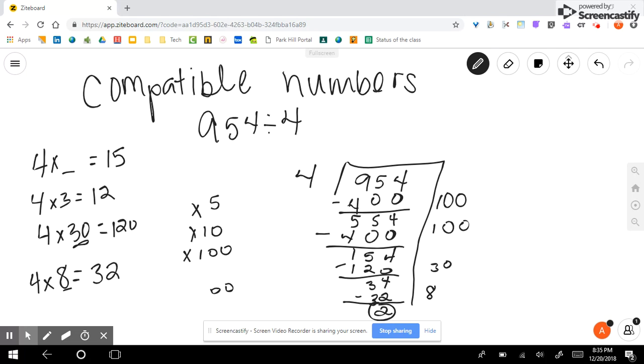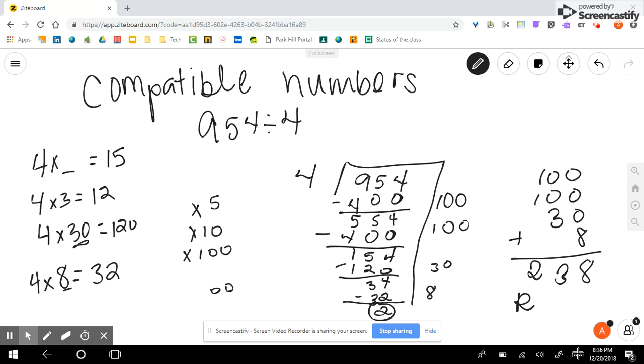To find my quotient, I need to add all of these numbers up. I'm going to do this mentally. If you or your child wants to line them up so that all their ones match up, that will help them add quicker and more efficiently. So the ones column is 8, the tens column is 3, the hundreds column is 2. Our quotient is 238, and we can't forget we have remainder 2.